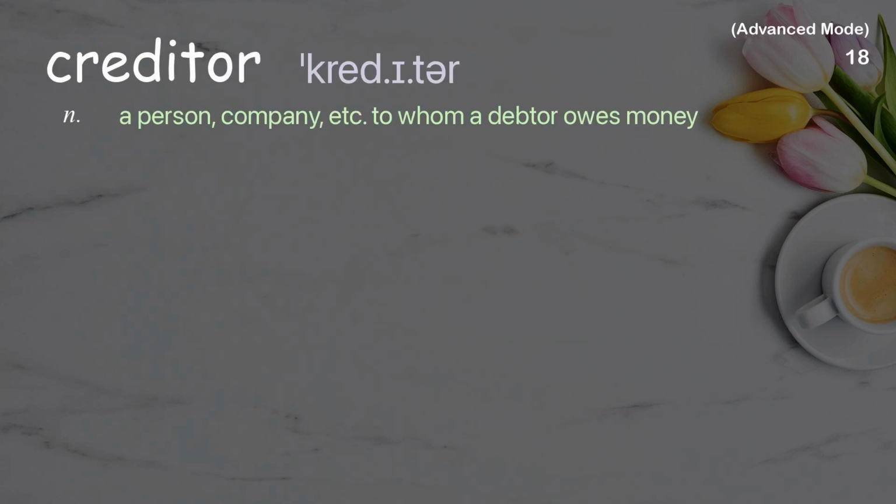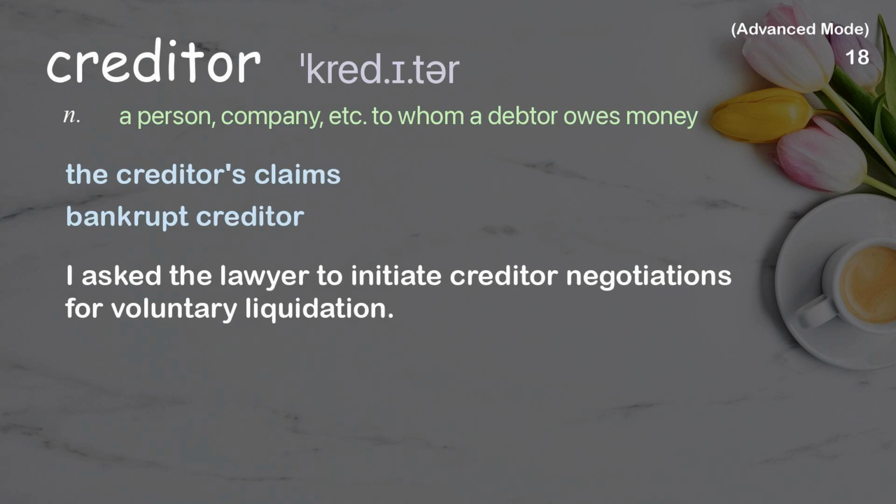Creditor. A person, company, etc., to whom a debtor owes money. Examples: the creditor's claims. Bankrupt creditor. I asked the lawyer to initiate creditor negotiations for voluntary liquidation.